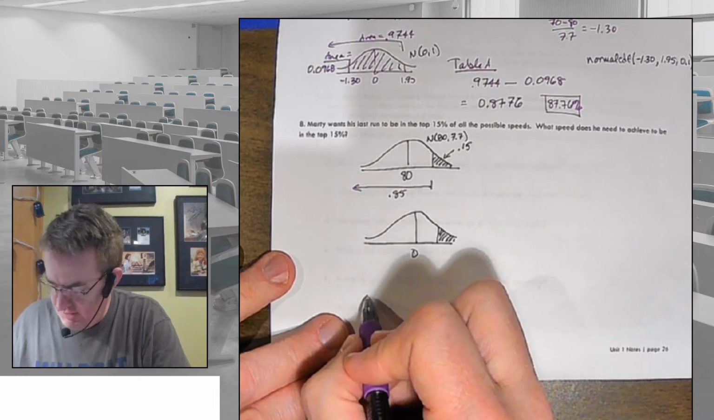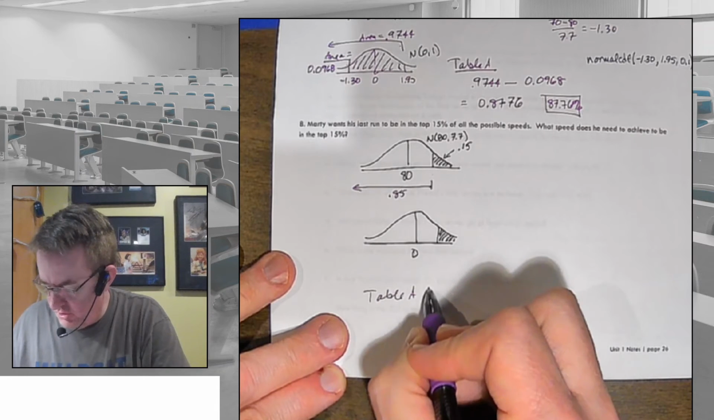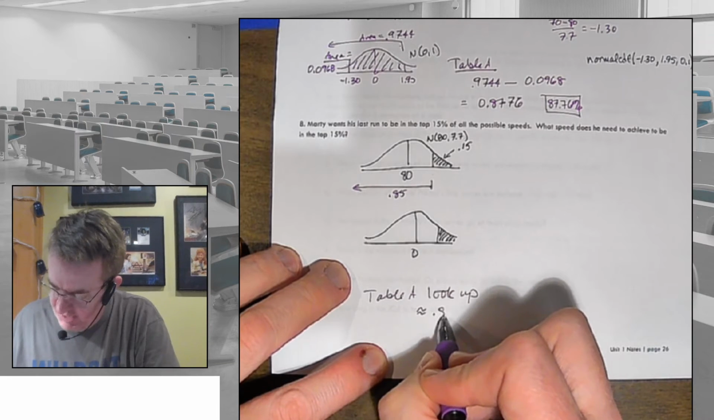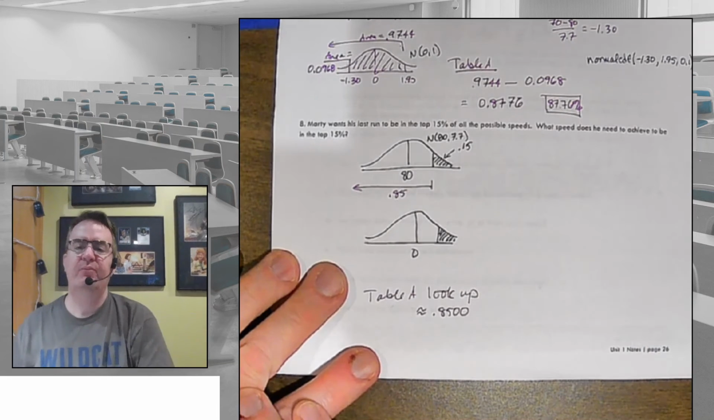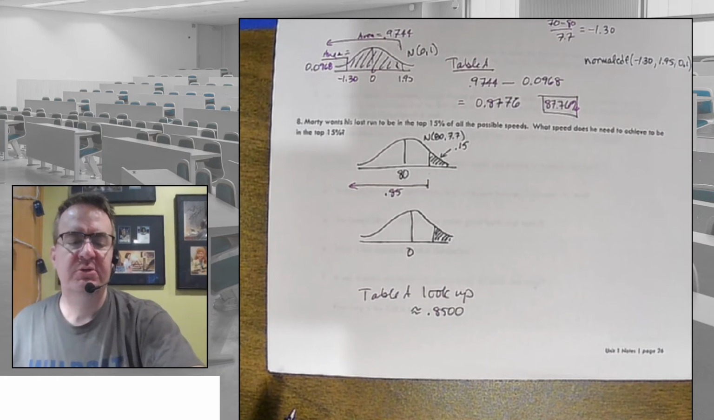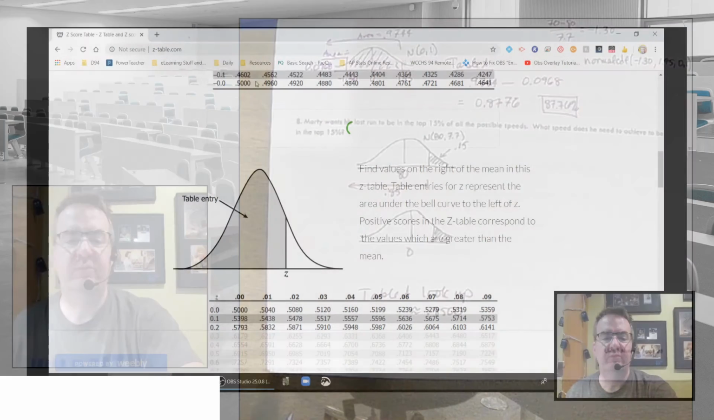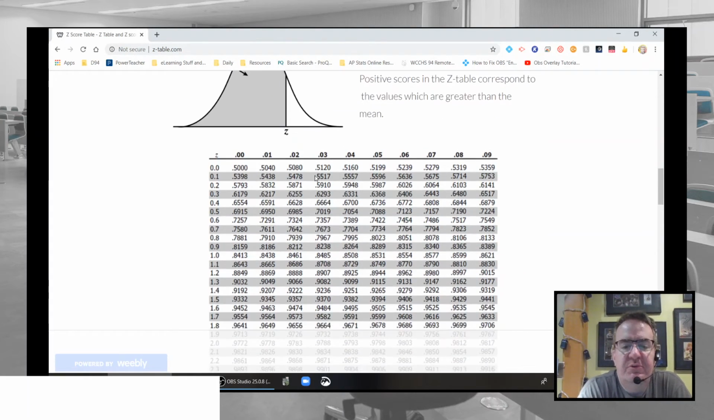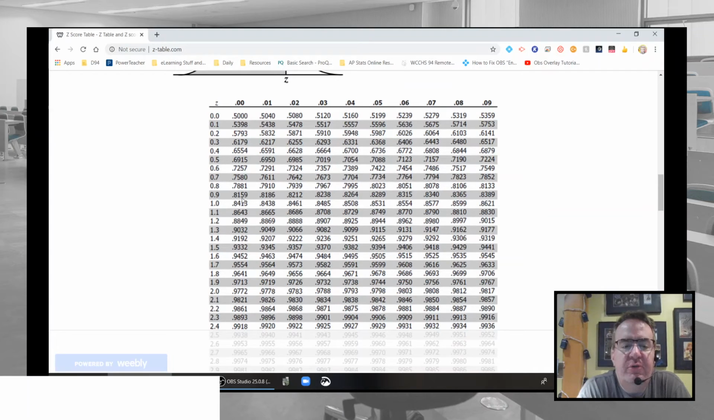Okay, so on table A, look up a number approximately 0.8500, because that's the area to the left. 15% to the right is 85% to the left. So you're going to look through these lists, and you're going to look for 85s or a number close. Okay, there's 85.08, and this is 84.85. Which one of these is closer to 85%? It's this one right here. So that number is going to be 1.0.